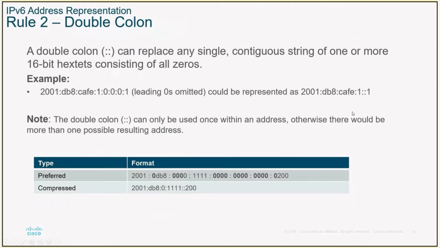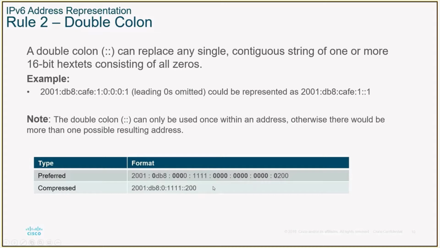Okay, now there is also the double colon. A double colon can replace any single contiguous string of one or more zeros, or hextets that consist of all zeros. We've got an example here where we've already done the leading zero shortening, and so we could actually shorten it even further. As you can see here, we've got this double colon, and that's replacing this big long string of zeros.